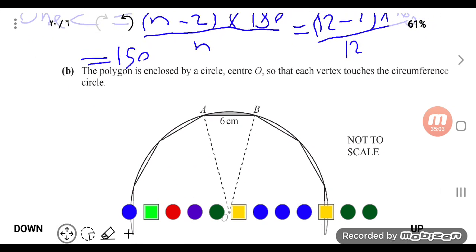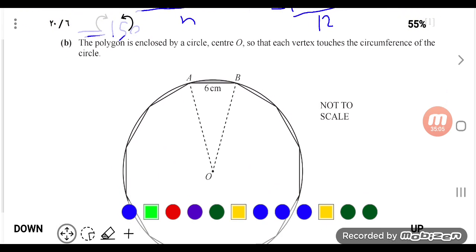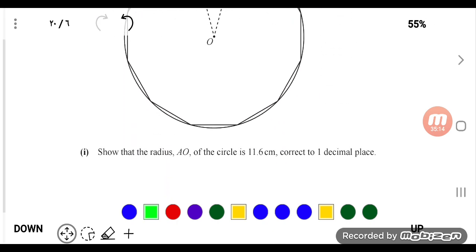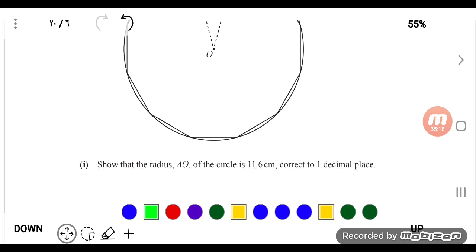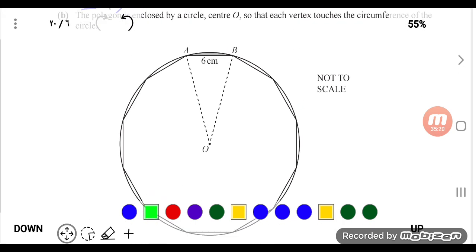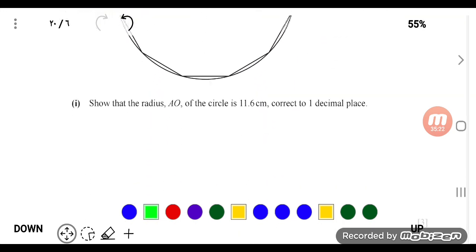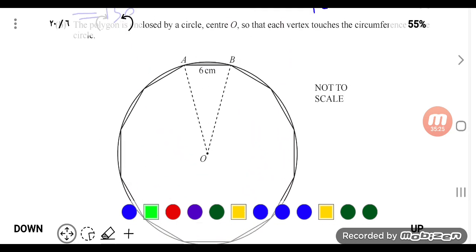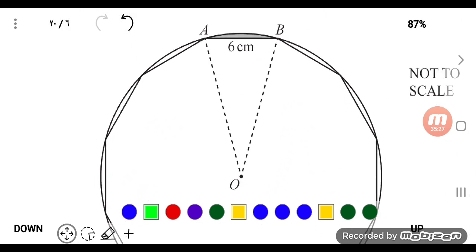Now to continue, the polygon is enclosed by a circle center O, so that each vertex touches the circumference of the circle, so that the radius OA of the circle is 11.6 correct to one decimal place. So you have to prove that the radius is 11.6. So how do you do that?